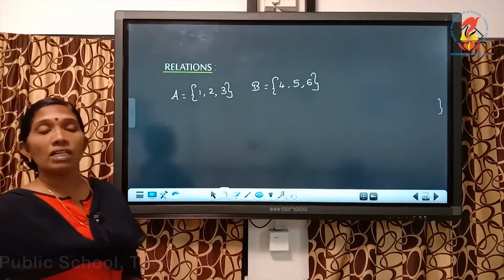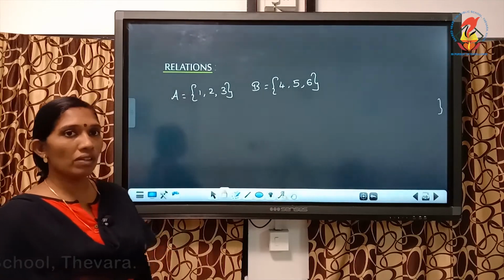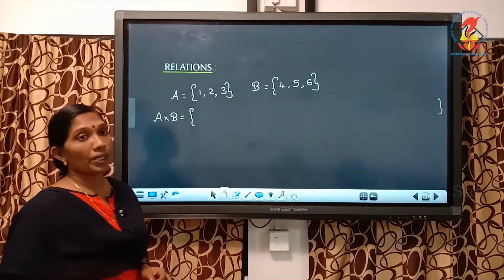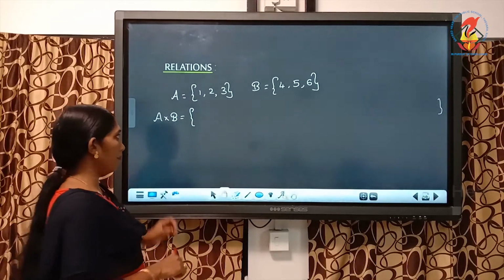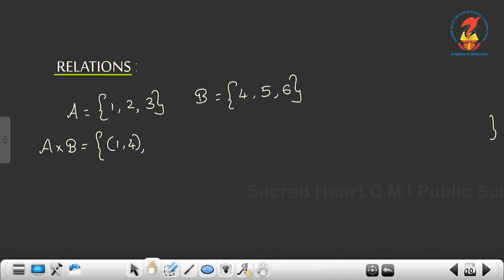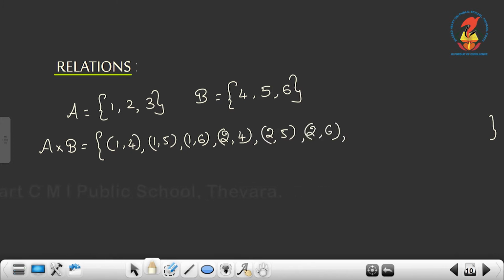In the last section we have studied how to find the Cartesian product or cross product. So what is A cross B? A cross B means it is a set of all ordered pairs of elements from A and B: first element from A, second element from B. So (1,4), (1,5), (1,6), (2,4), (2,5), (2,6), then (3,4), (3,5), (3,6).